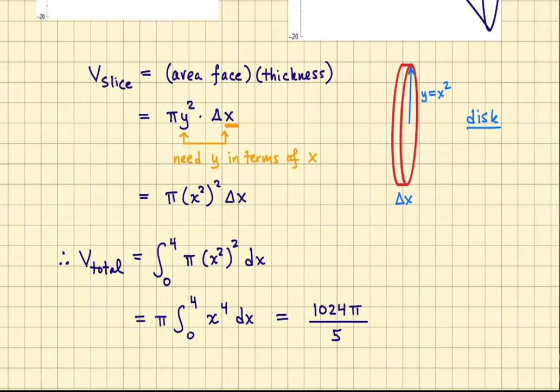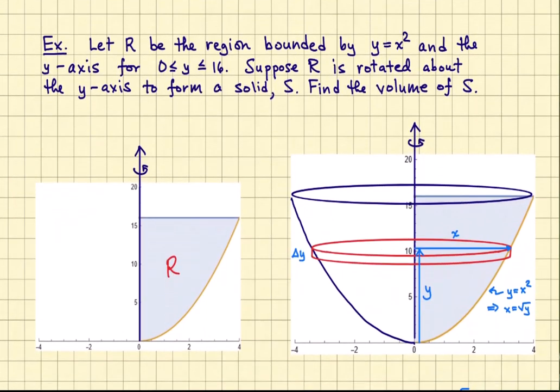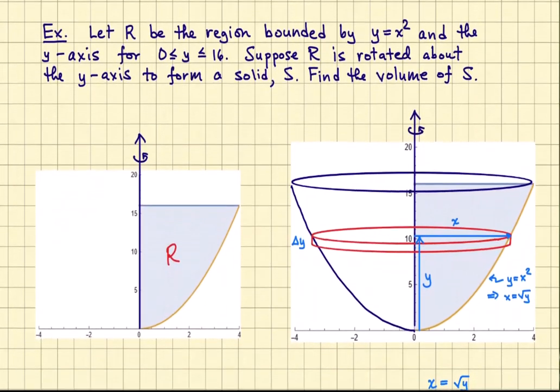Okay, let's look at another similar example, but there will be a difference here. Let R be the region bounded by y equals x squared and the y-axis for y between 0 and 16. Suppose R is rotated about the y-axis to form a solid S. Find the volume of the solid S.